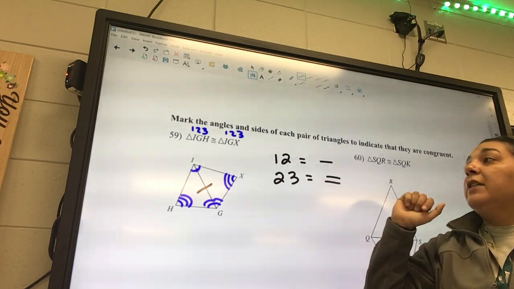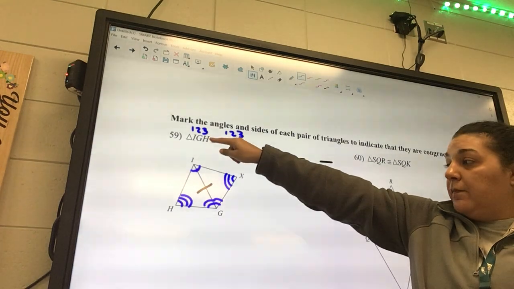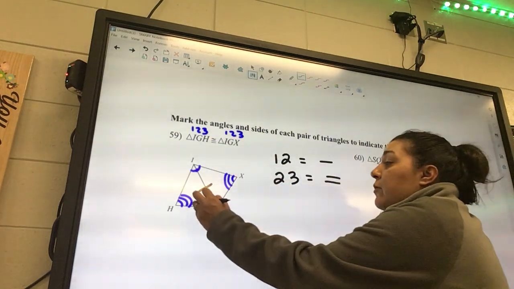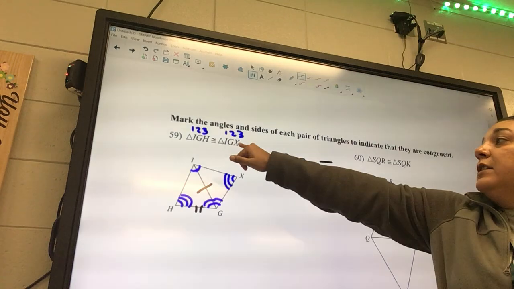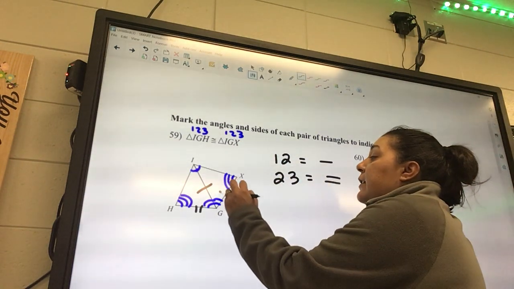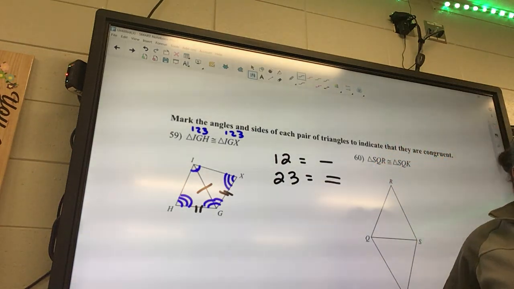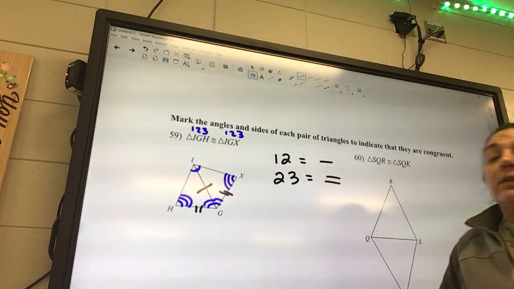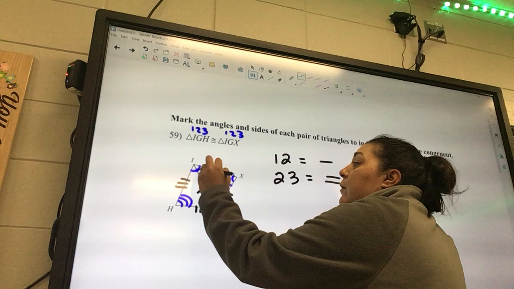Okay, who's in spot 2, 3 on the first one? GH, so he's going to get a 2 marker. Who's in spot 2, 3 on the second one? GX, so he's going to get a 2 marker. And then the last guy gets how many? 3. So 1, 2, 3, 1, 2, 3.